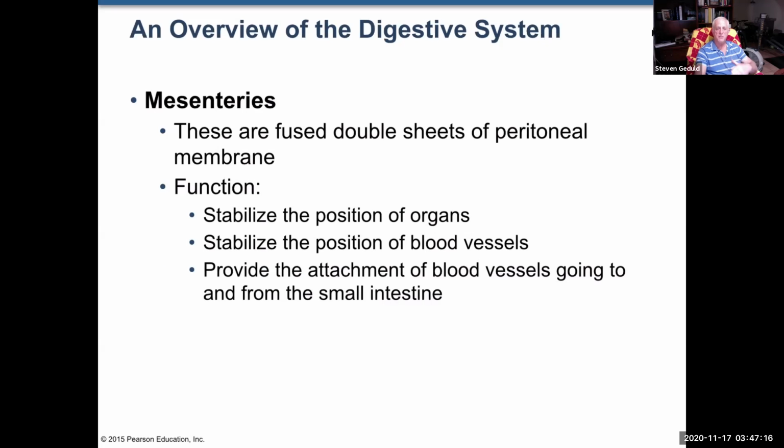Mesenteries are these peritoneal sheets and membranes that help hold the organs in place and isolate everything and stabilize it. You have different types of mesentery. They're double sheets of the peritoneal membrane that become fused. So they stabilize the position of the organs, hold everything in place. They stabilize the position of the blood vessels. And they provide attachment to the blood vessels going to and from the small intestine. Again, the small intestine is where all your absorption occurs. So it's really important those blood vessels stay in contact with that small intestine. Okay, that's the only way you're going to get nutrients in your body. And this peritoneal membrane, these mesenteries, adhere to that, and they form this big grouping layer of fat and connective tissue and hold everything in place, hold everything close together.